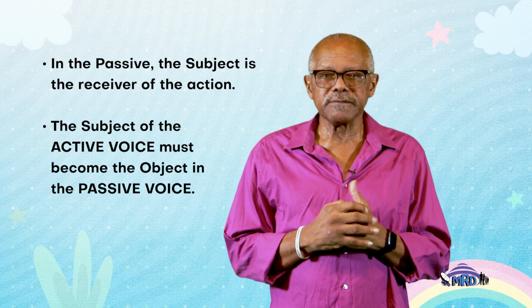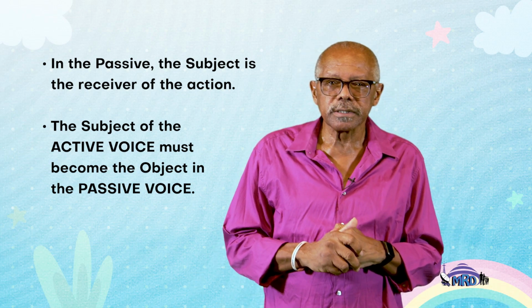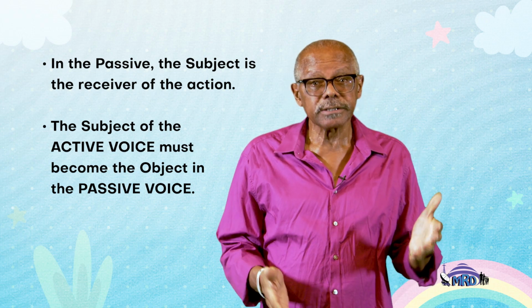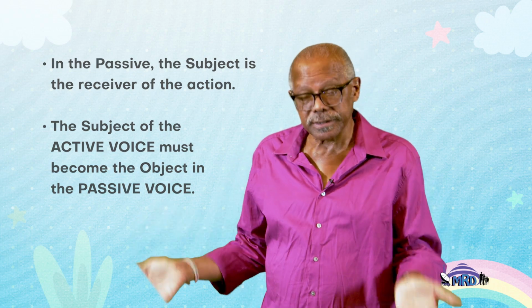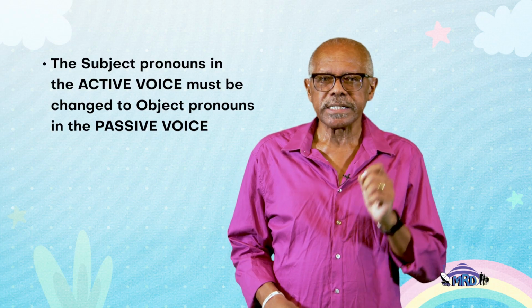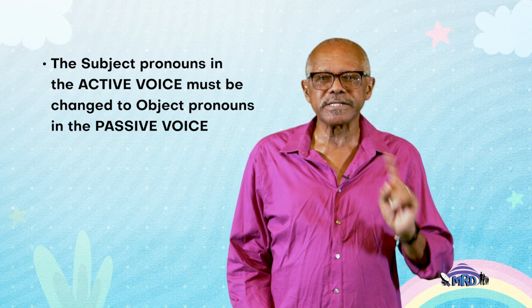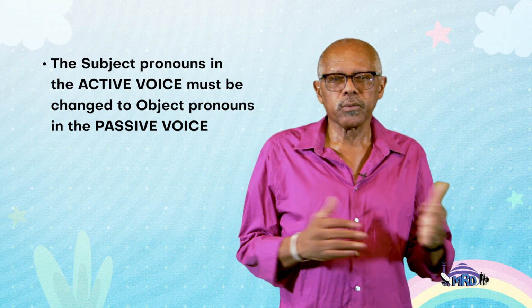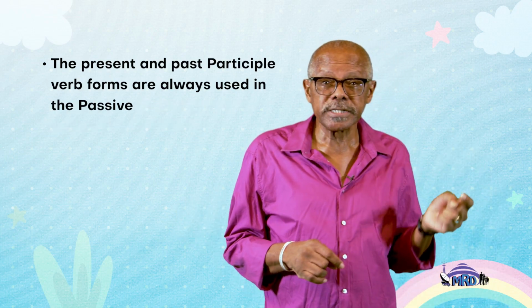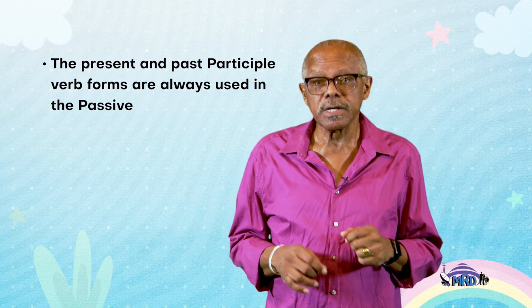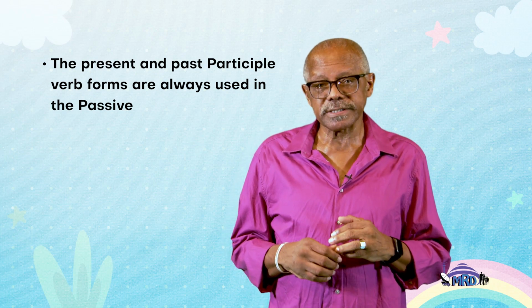The subject of the active voice becomes the object in the passive voice. Repeat that again. The doll's hair was plaited by the girl. That's the passive. In changing voices, there are 5 important points to note. The subject pronouns in the active voice must be changed to object pronouns in the passive voice. So he to him, we to us, etc. Next, the present and past participle verb forms are always used in the passive voice.